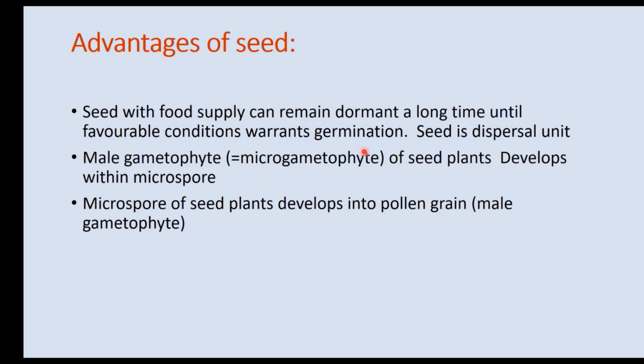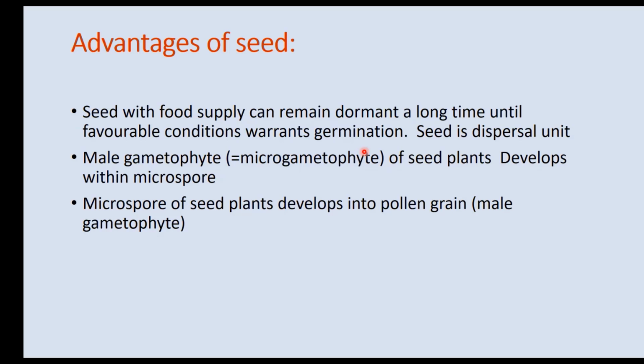So, the advantages of a seed is that a seed with food supply can remain dormant for a long time until favorable conditions warrant germination. A seed is a dispersal unit. What do they mean by this statement? When they say a seed with food supply can remain dormant a long time until favorable conditions warrant germination, it's like, if you want to grow something, there are seeds that you can find on the shelf in the shops that can remain for a long time before they have to go down to the soil where you're going to plant them. And a seed is a dispersal unit.